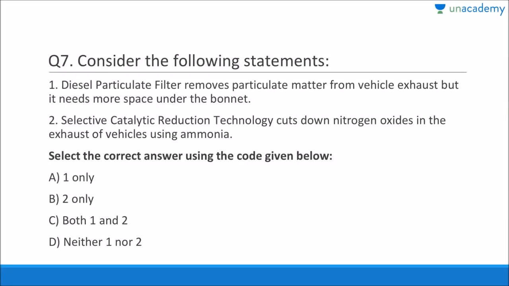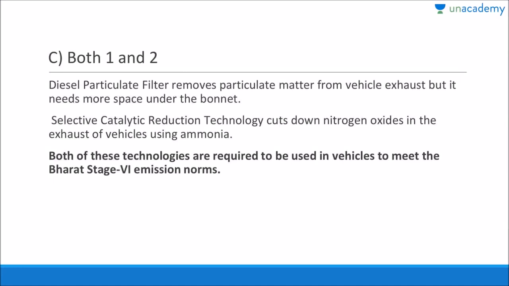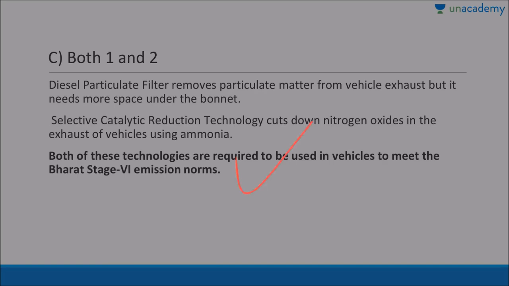Question number 7. Diesel particulate filter removes particulate matter from vehicle exhaust, but it needs more space under the bonnet. Selective catalytic reduction technology cuts down nitrogen oxides in the exhaust of vehicles using ammonia. Answer is both the statements are absolutely correct. And both of these technologies are required to be used in vehicles to meet the Bharat Stage 6 emission norms.